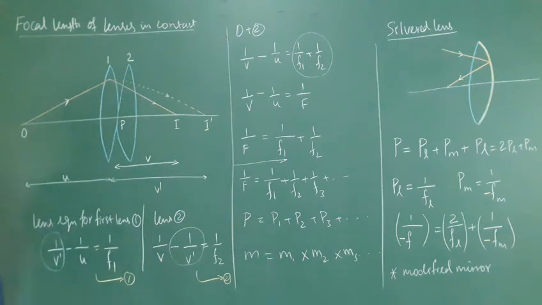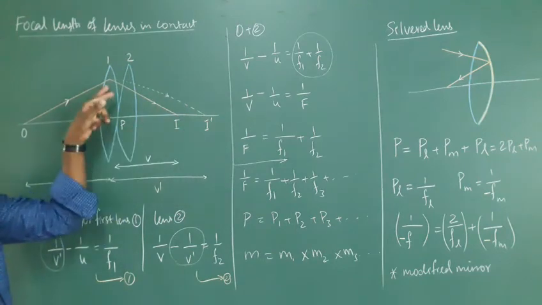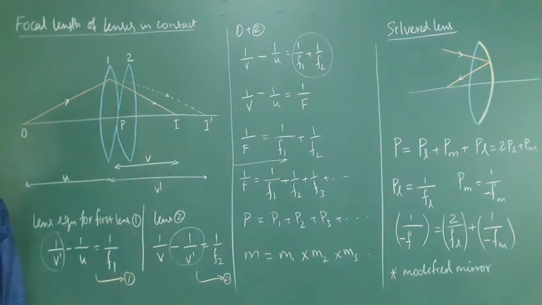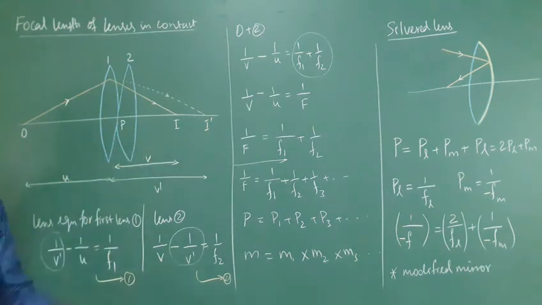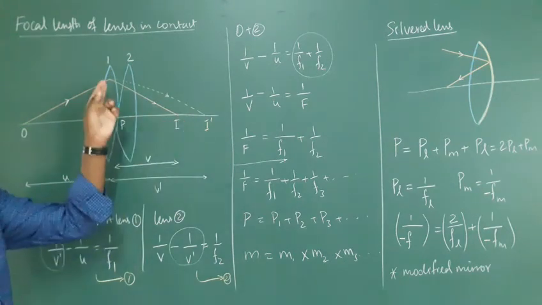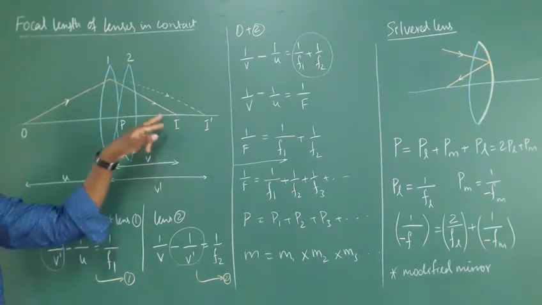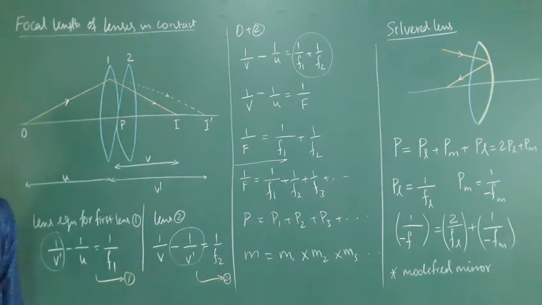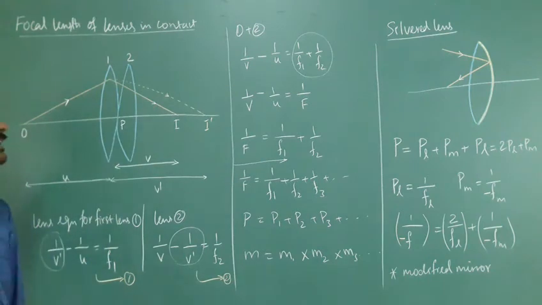Again, one point: the image formed by the first lens acts as the object for the second lens and so on. With a combination of many lenses, we can get a desired converging or diverging lens with a desired magnification. The combination of lenses enhances the sharpness of the image. The image acts as the object for the second lens, and you get the final image. With many lenses, you get a sharper image.